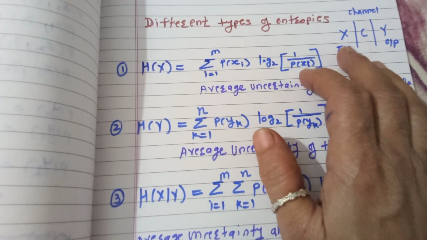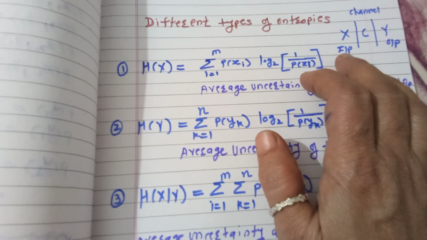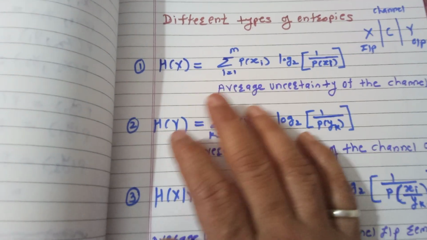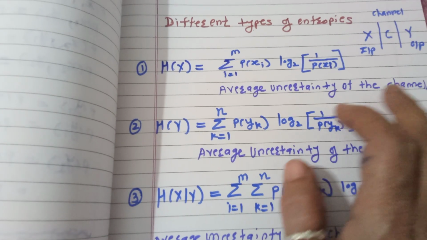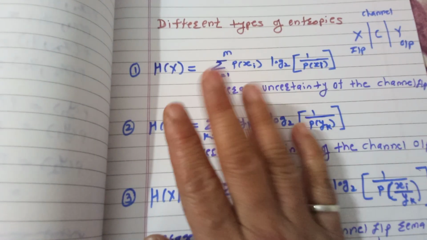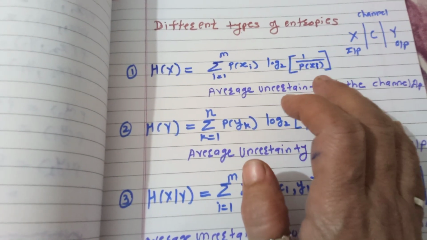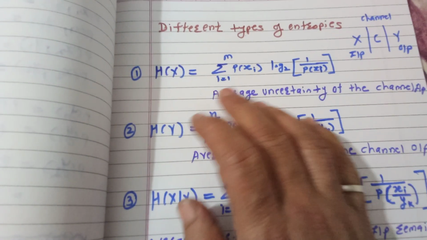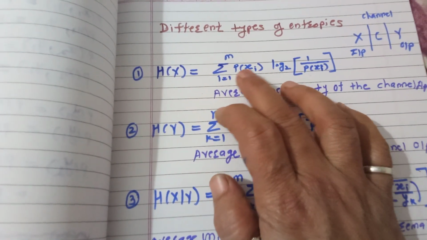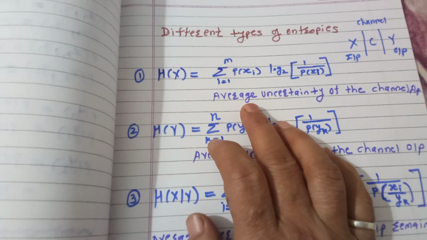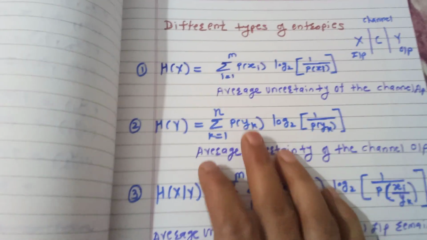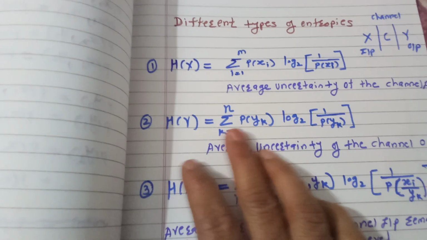X is a set which contains different types of symbols like x1, x2, x3, x4. So average uncertainty or average information of channel input is p(xi) log2 of 1 by p(xi). Now H, you know that the H formula is summation p into log of 1 by p. So here input is X, input symbols are xi, so p(xi) log2 of 1 by p(xi). Now what does this mean? This is the average uncertainty of the channel input, or average information of the channel input.